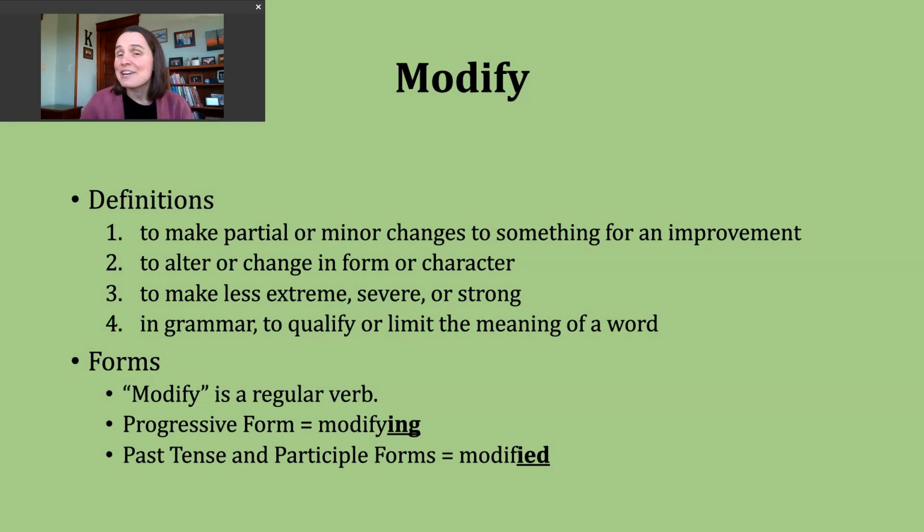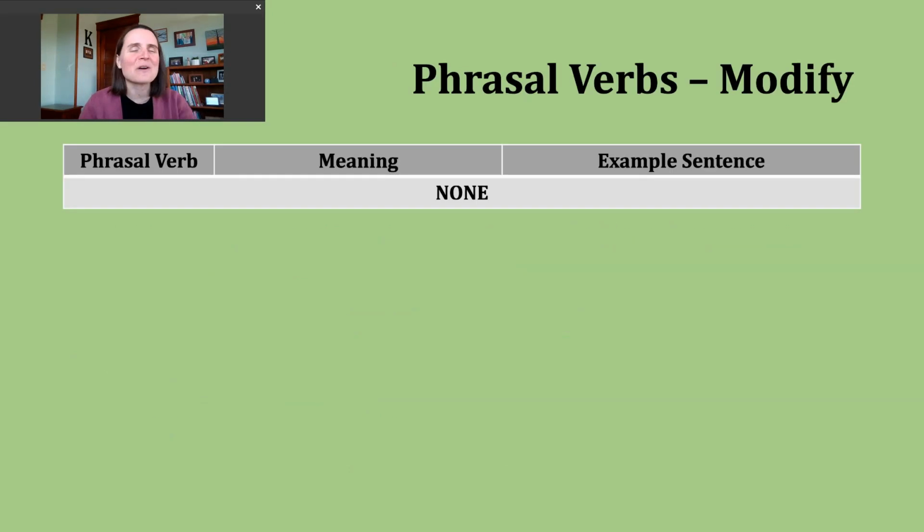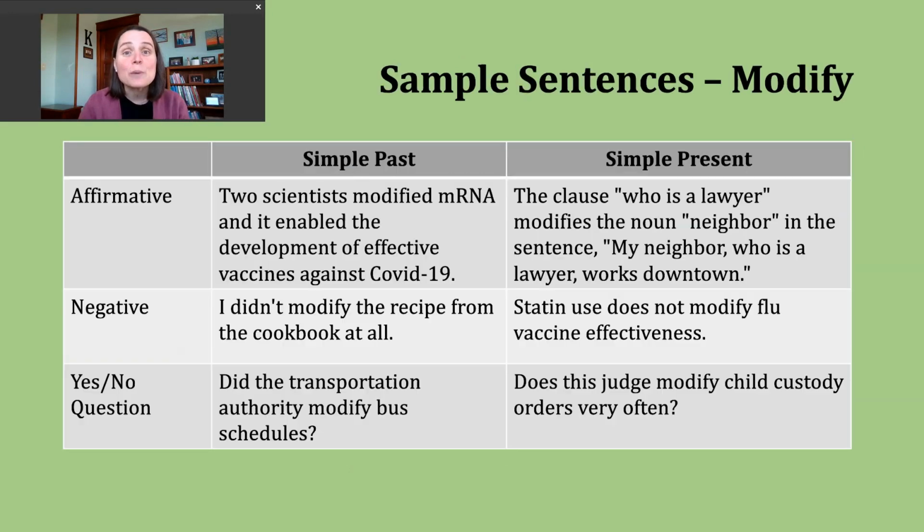Okay? You might be relieved to know there are no phrasal verbs for us to discuss today, so instead, we'll focus on making some example sentences with our verb of the day. Today, we're going to practice making sentences in the simple past tense and the simple present. We'll start with the past tense. We use this verb tense to talk about completed actions at a known point in the past.